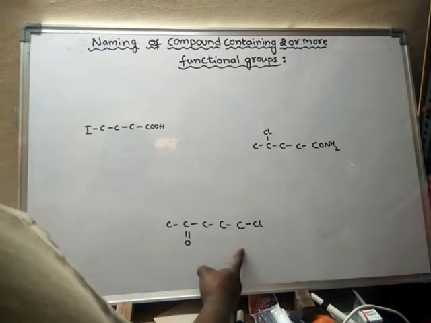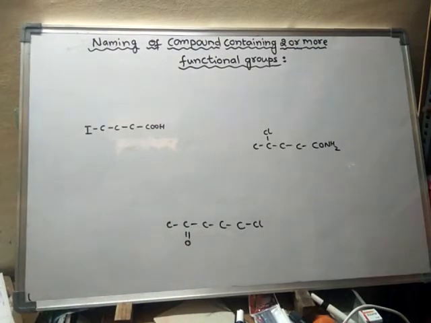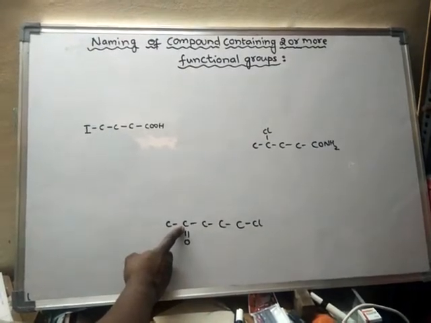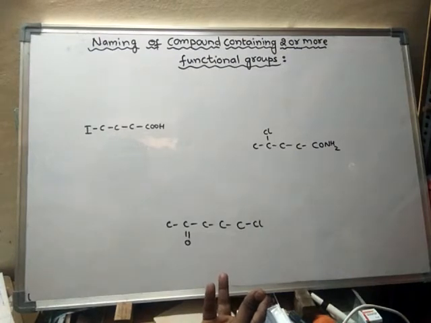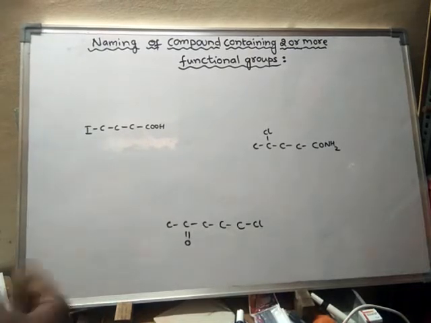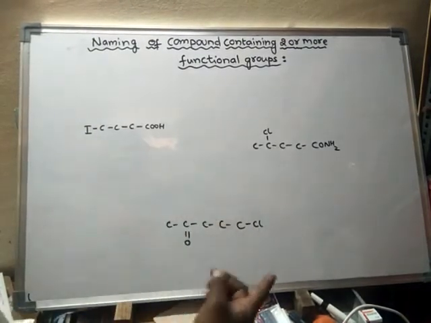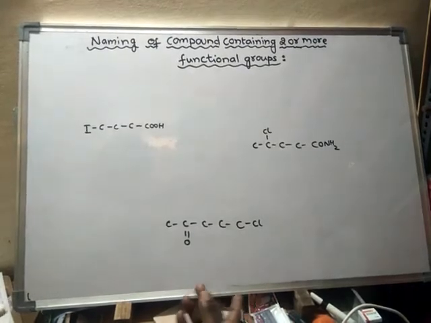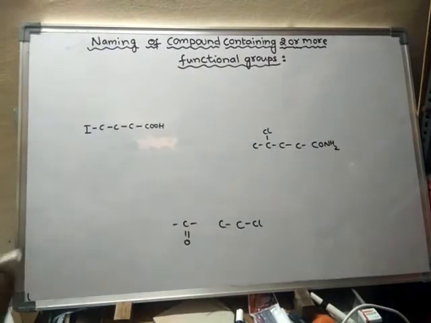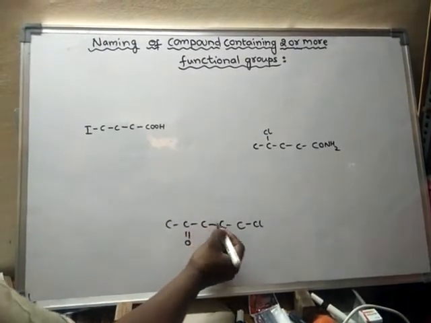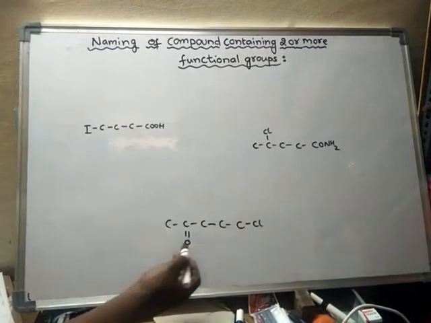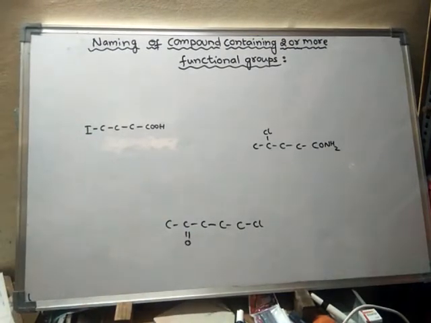And in this compound, there is no chain terminating functional group at all, because this is ketone. Because what is a chain terminating functional group? If a carbon contains only one valency, then it is said to be a chain terminating functional group. But this functional group, if you see, has two valencies, and these two valencies are filled by some carbons. So this is not a chain terminating functional group, right?